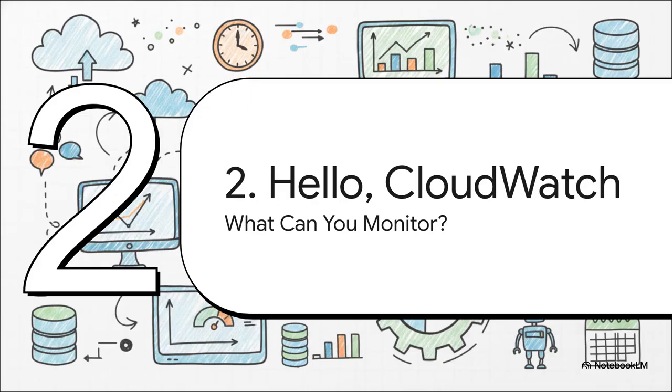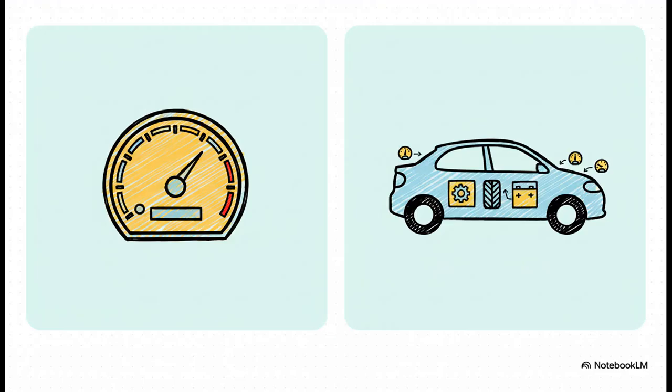Okay, so where do we even begin? Well, it all starts with one really basic question. What can we even look at? Before we can build cool dashboards or set up alerts, we have to figure out what data CloudWatch is already collecting for us. And to do that, you just need to know two key terms. A metric is simply something you can measure. Think CPU utilization. And a namespace is just a bucket that holds a bunch of related metrics. So like the AWS/EC2 namespace has all the metrics for your instances.